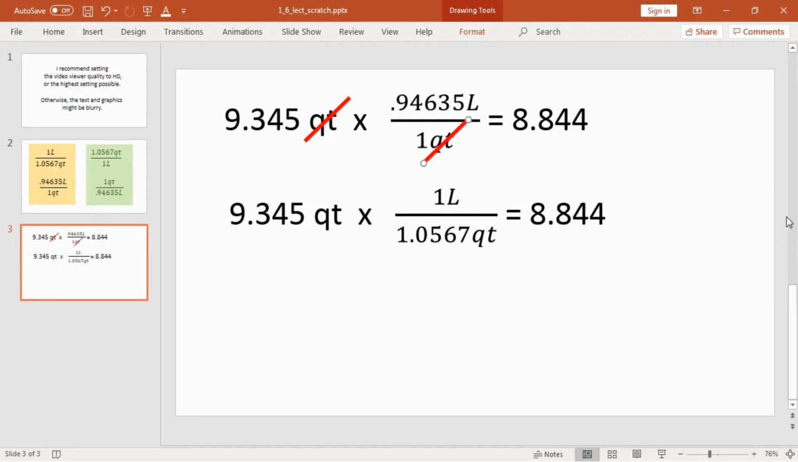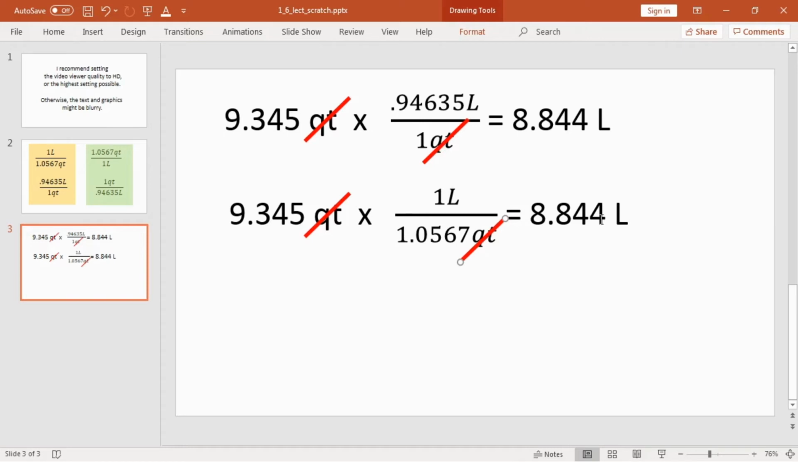So the quarts will cancel, and you should be left with liters. Apologies, I needed to put in liters here. 8.44 liters. See how that cancels out? A quart divided by a quart equals 1, so that cancels out, and the final result is expressed in liters.